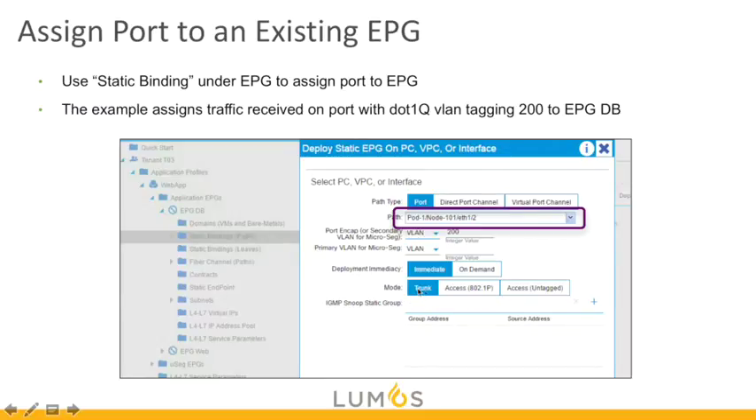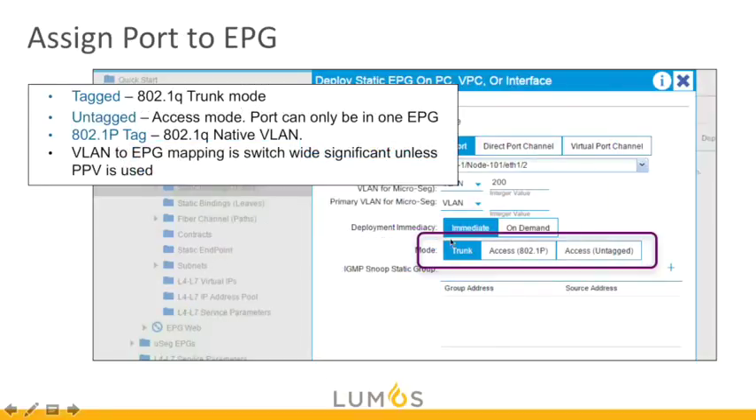And then we've got trunk, access 802.1p, and access untagged. What do we mean by trunk, 802.1p, and access untagged? Trunk and access untagged are pretty self-explanatory. One's a trunk port, just like switchport mode trunk, and the other one is access, like switchport mode access. The difference: trunk puts the 802.1q VLAN tag on each Ethernet frame. Access means it's untagged.